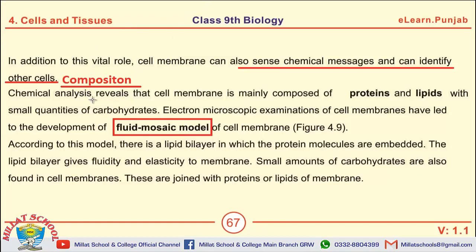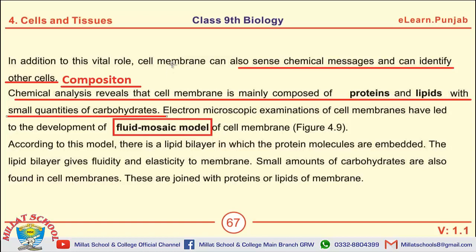The next question may be asked with reference to the composition of cell membrane. What is the composition of cell membrane? There is the composition, and that is composed of proteins and lipids mainly, with a very small quantity of carbohydrates. The next question may be asked with reference to the fluid mosaic model, and there is answer according to this model: two lipids of membrane.